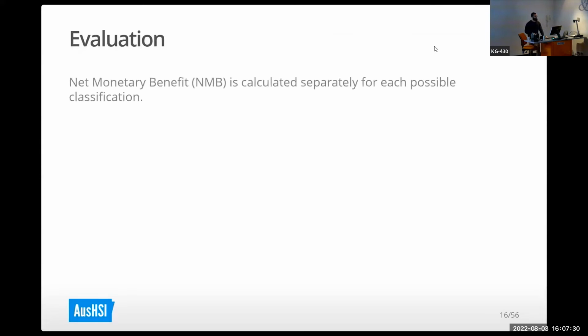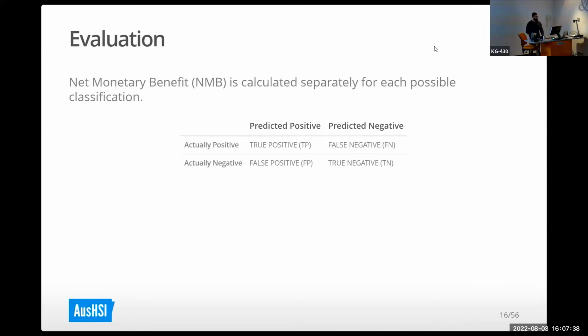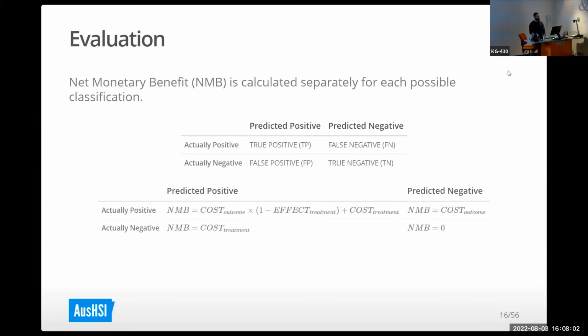So for evaluation, we're really interested in maximizing the net monetary benefit that's provided for each possible classification using each cut point. So the net monetary benefit is a monetary term which captures both the patient outcomes as well as the healthcare costs involved with that classification. And together, we first have to find the number of events within each of the possible predictions. So true positives, false positives, false negatives, and true negatives.